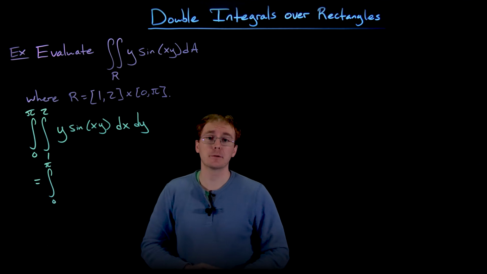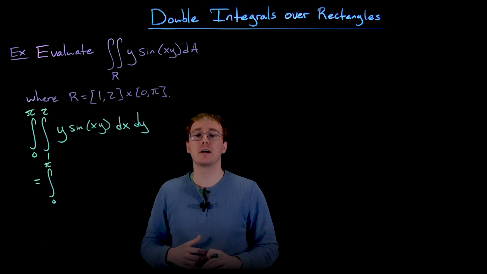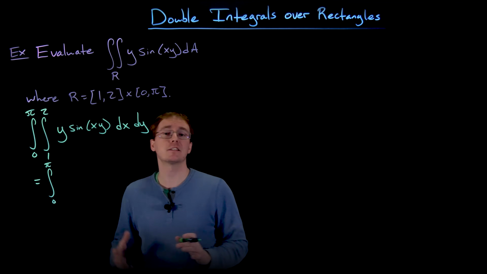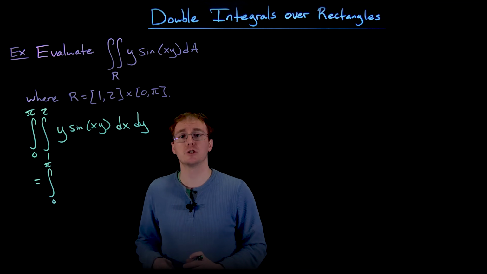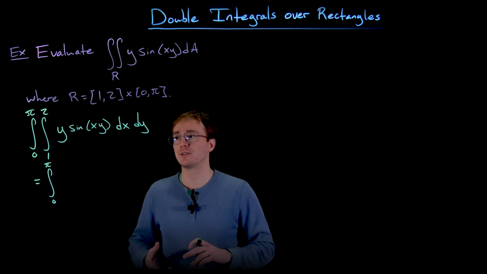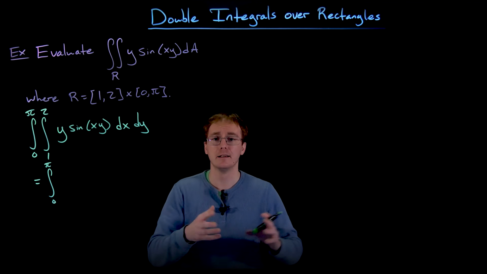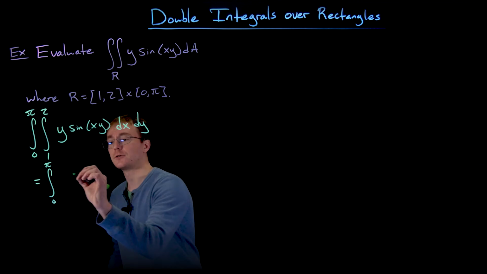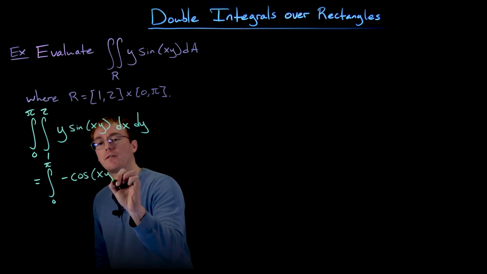All right, so we're integrating with respect to x first, and that means we treat all these factors of y as if they are a constant factor. And that's going to make our antiderivative a lot easier to find. We can just use a little u substitution, but it's going to be a pretty straightforward u substitution, so I'm not going to write all the steps down, but we would set u equal to xy to get the ball rolling. And so the antiderivative we should end up with is negative cosine of xy.